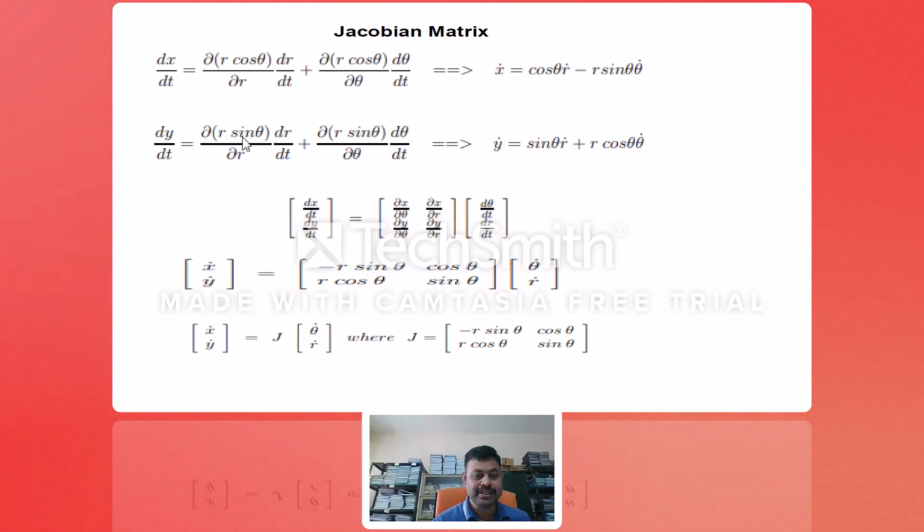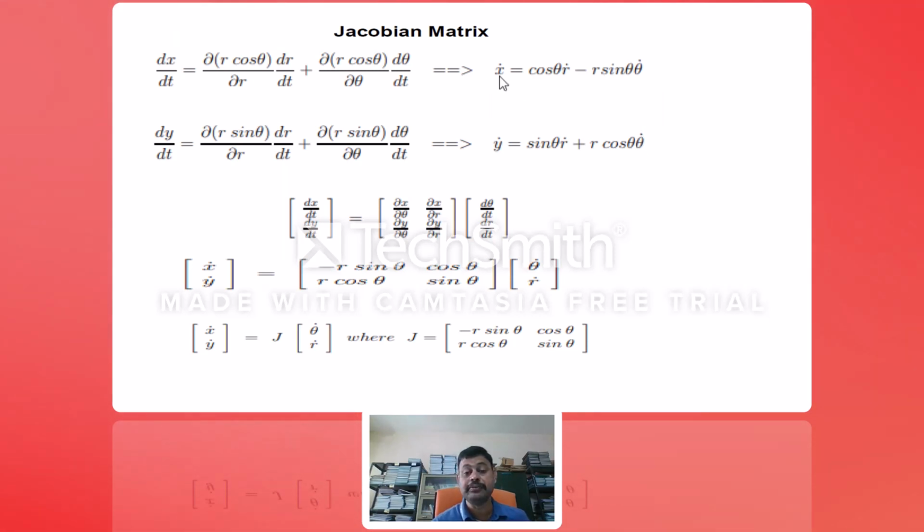Similarly for y, same thing: sin theta. Make dy by dt as y dot, and sin theta you keep as it is. Dr by dt, sorry, is r dot. And similarly here, you take r as a constant outside. Dou sin theta by dou theta you will get cos theta, right? Cos theta, and d theta by dt is theta dot. So this one we are putting into the representation.